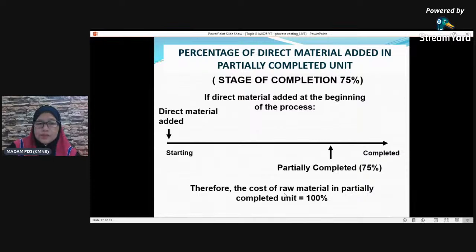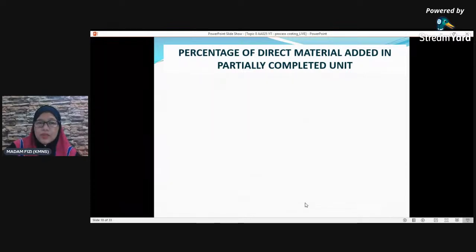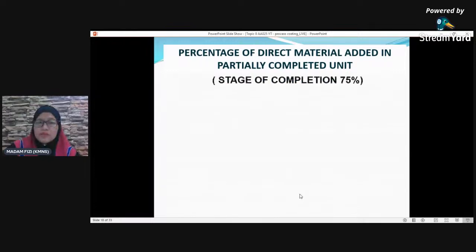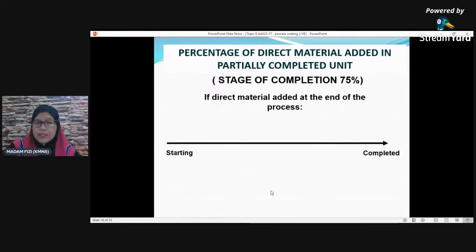Okay, now kita tengok pula the situation if same, the stages of completion is 75%, but what about if the direct material is added at the end of the process? Okay, now kita tengok dulu the timeline for you to understand. Okay, this is the starting point and this is the completed.